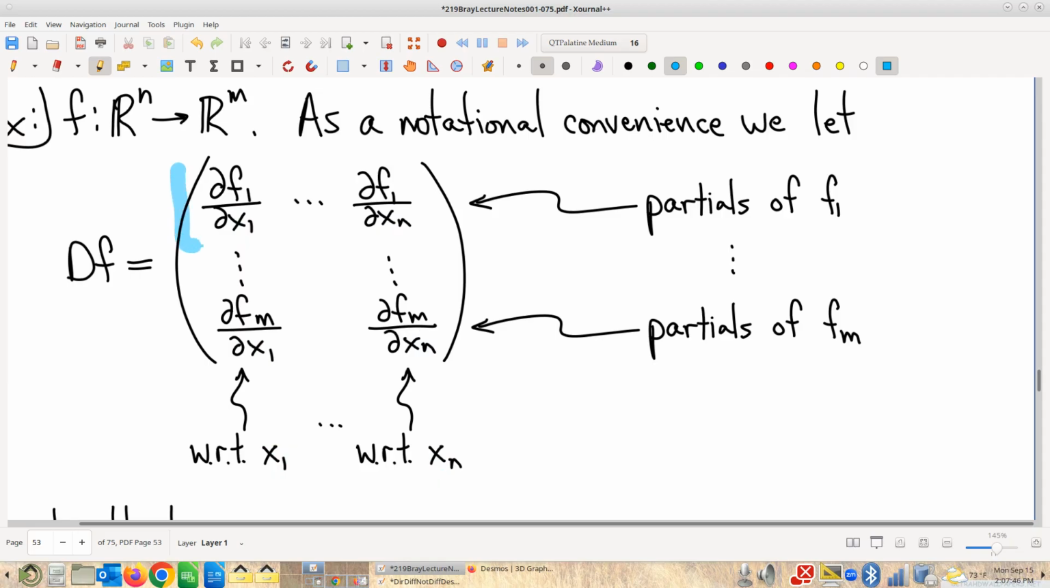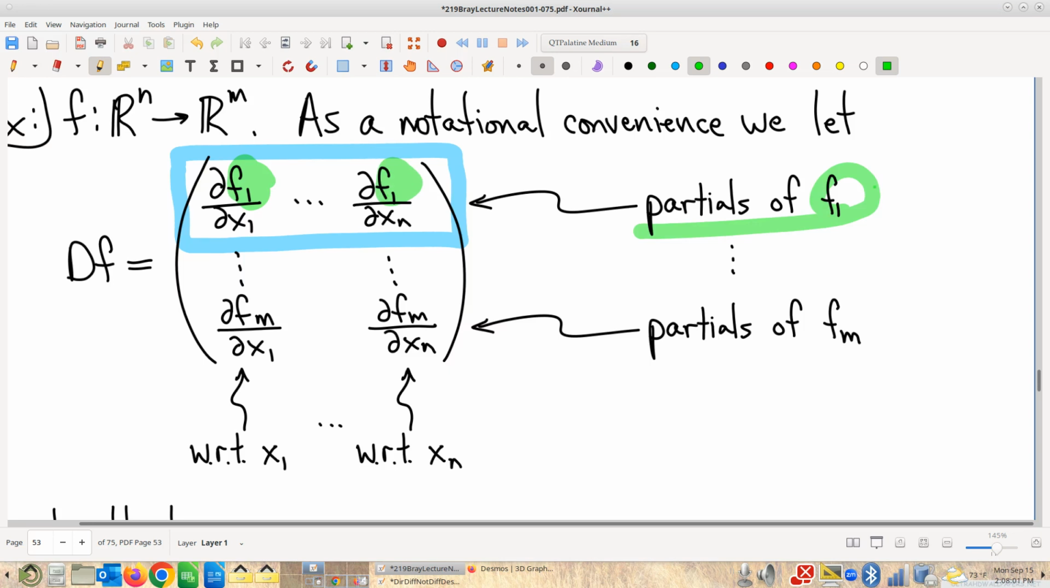Then you'll also notice all of the rows, they're partials with respect to a bunch of different input variables, but they're all partials of the same output variable. The same component function. So that's the pattern. Columns correspond to input variables, rows correspond to output variables, and if you keep everything in order according to those 2 rules, then you'll have it right.